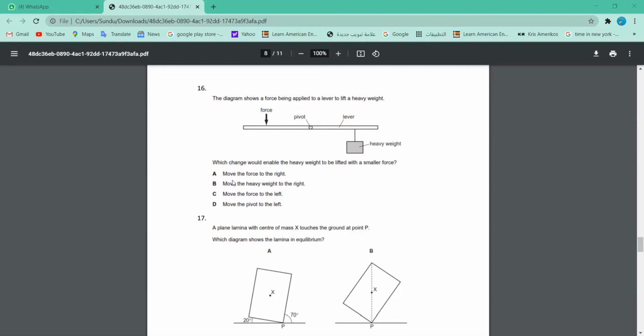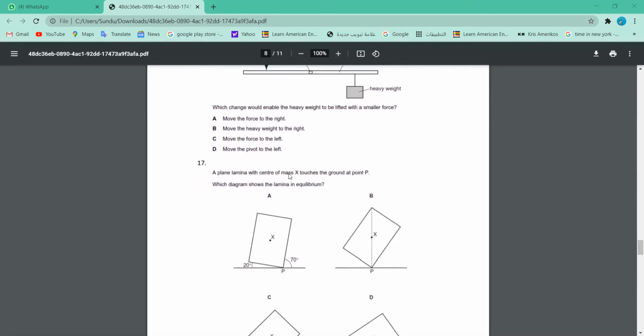Now, if we consider the other options, move the force to the right: doing that would decrease the distance. If we move the heavy weight to the right, you are further increasing the turning effect, which you want to balance. So that's not the answer. Then move the pivot to the left. If you move the pivot to the left, again, you are decreasing the distance between force and pivot. So that will decrease the moment, okay?